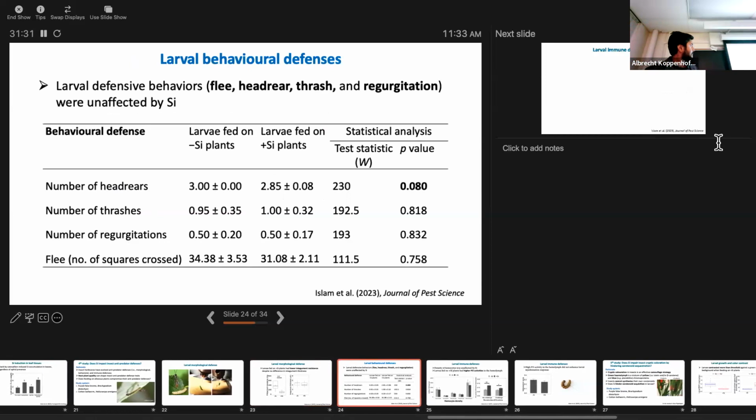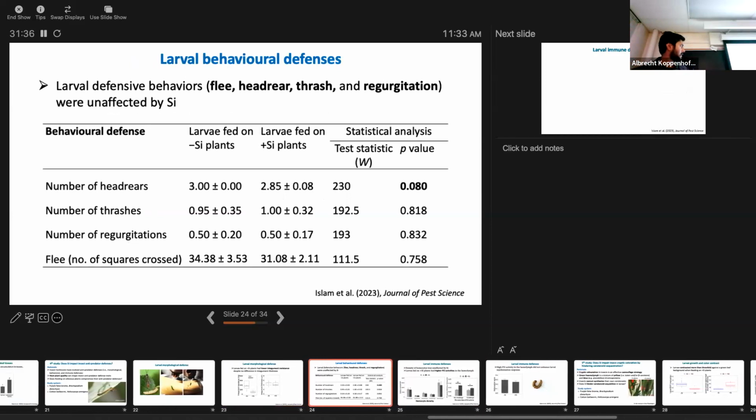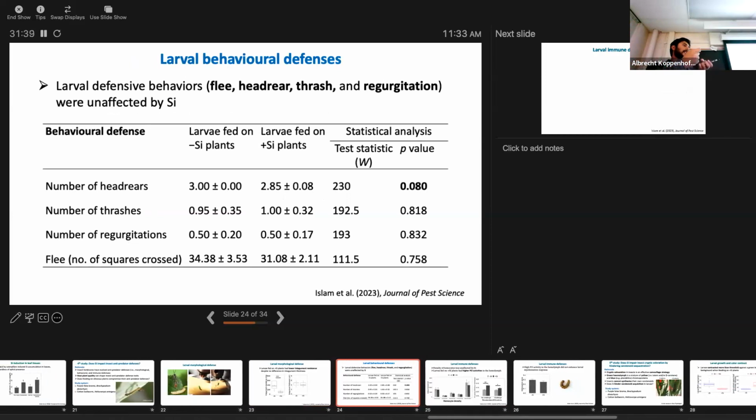So I have also looked at larval behavioral defenses. What I did is I pinched larvae using tweezers at their abdominal side, at the posterior part of their abdomen, to imitate the attack of a predator. And then I video recorded those larval behaviors. And we found these 4 defensive behaviors. One was head rearing, which is the backward movement of their head, and thrash, which is a side-to-side swing movement, and regurgitation.